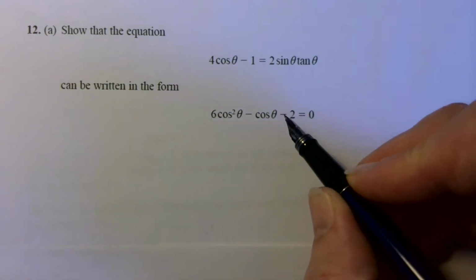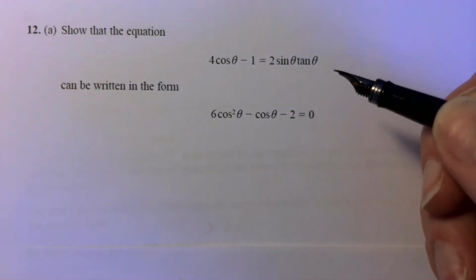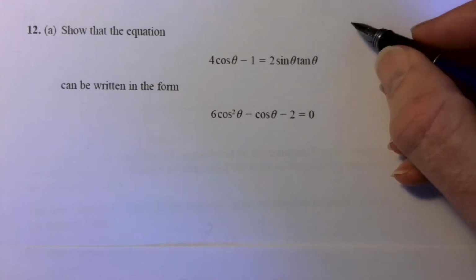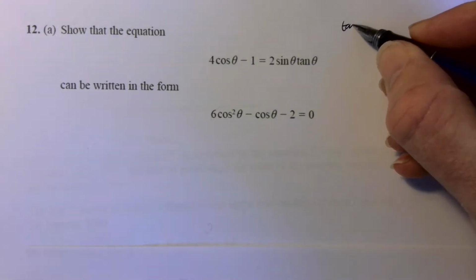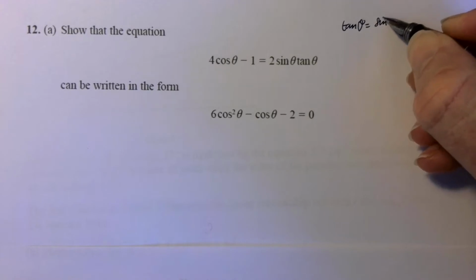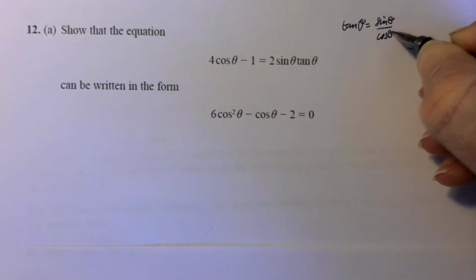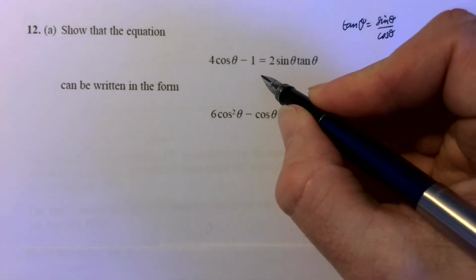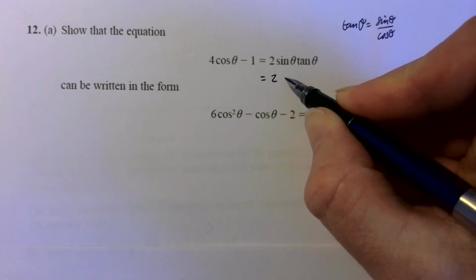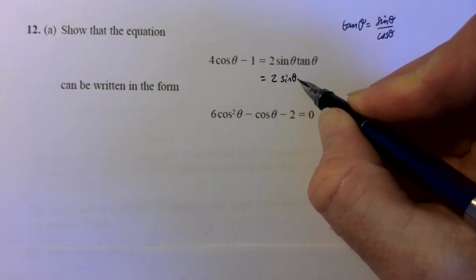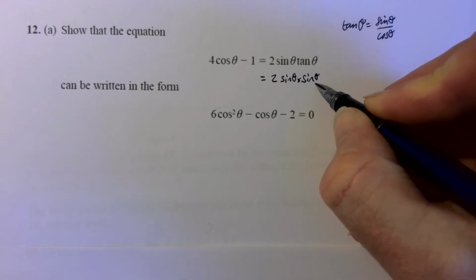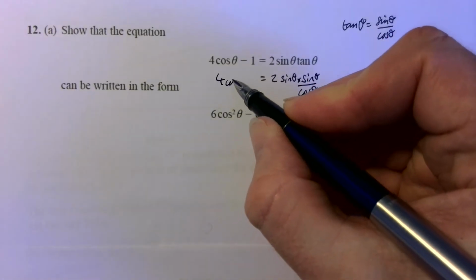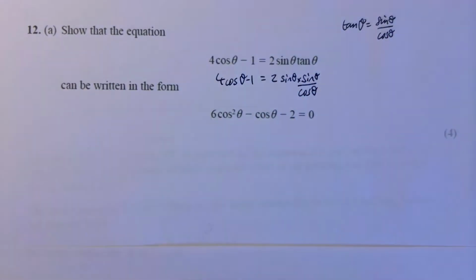I think, well, the first thing to do is to get rid of the tan, and you can turn tan into sin and coses using what I call the mummy of trig identities, which is that tan theta equals sin theta over cos theta. So that's the first thing to do. We replace that with that, so we can just say that is going to equal 2 sin theta times sin theta over cos theta. So then I've got my 4 cos theta take one bit there.